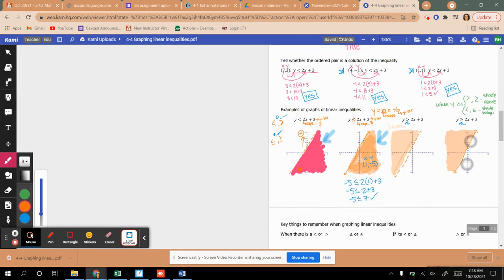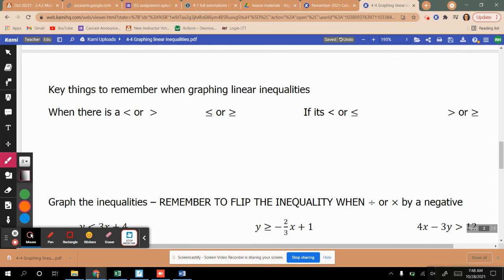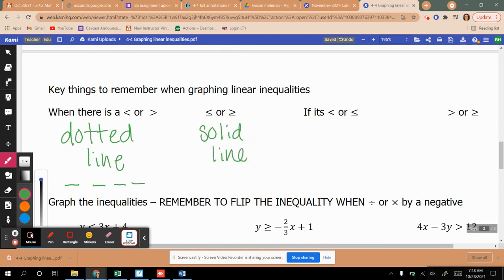All right, next page, everyone. So some key things to remember for inequalities. When there is a less than or greater than, we have a dotted line. When we have a less than or equal to or greater than or equal to, what's different? We have a solid line. Sorry for all the sound effects, but whatever.